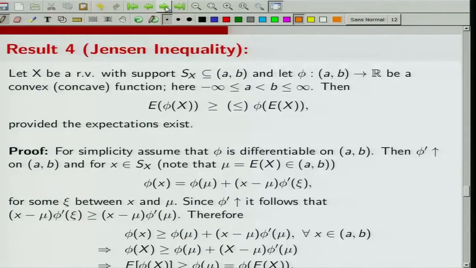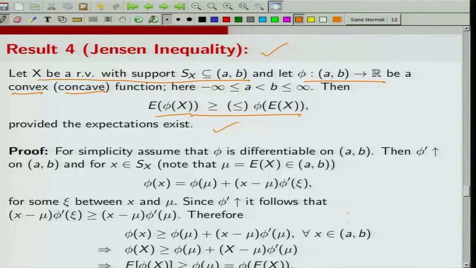Now let us do this famous Jensen's inequality. This is one of the very useful inequalities, and we will see that we get many results from this Jensen inequality. So let X be a random variable, and suppose its support is contained in an interval (a, b), and phi is a function from (a, b) to R which is convex or concave. Then the expected value of phi(X) would be greater than or equal to phi of the expected value of X if phi is convex. If it is concave, then the expected value of phi of X would be less than or equal to phi of the expected value of X, provided the expectations exist.